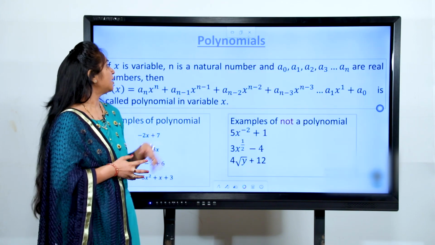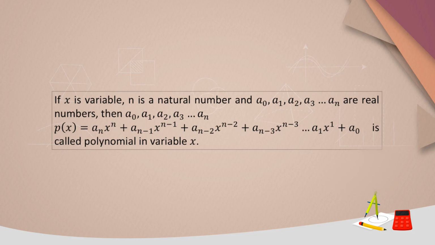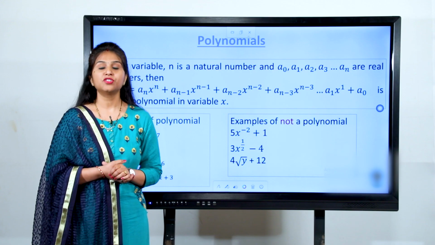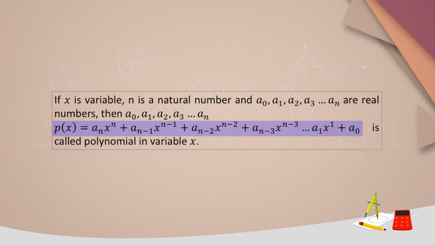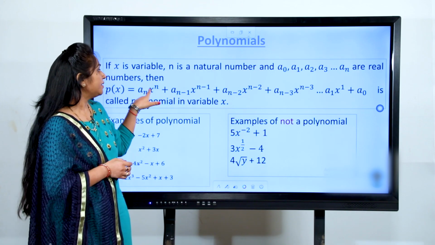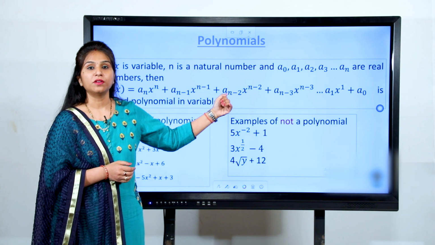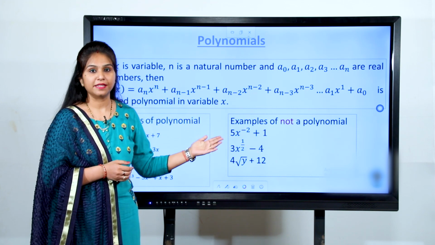Children, when we have a variable x and n is any natural number, and we have a few real numbers a0, a1, a2, a3 and so on, then the general form of polynomial p of x is written as a_n x power n plus a_(n-1) x power n minus 1 and so on till a0. You can see here the degree of the polynomial keeps on decreasing.